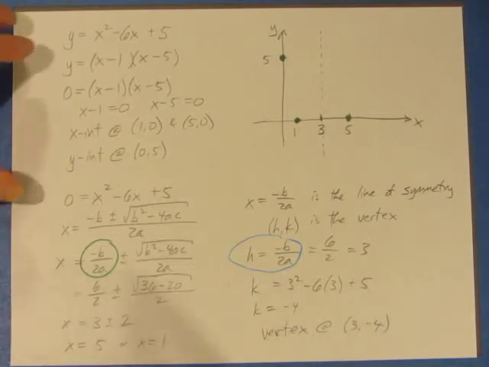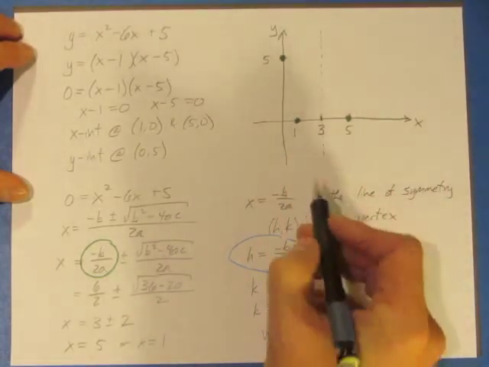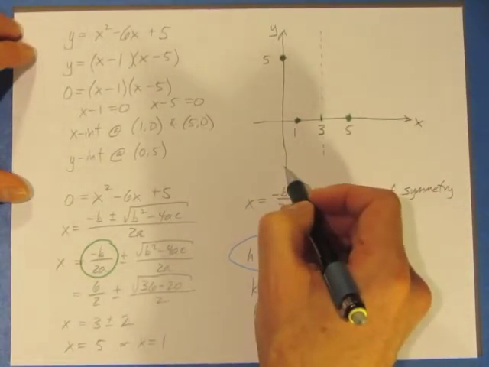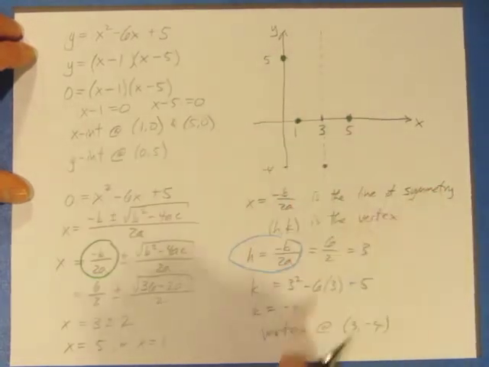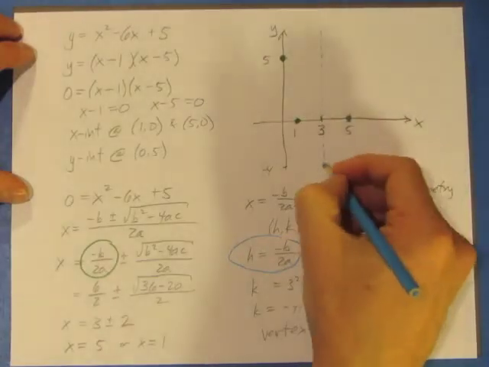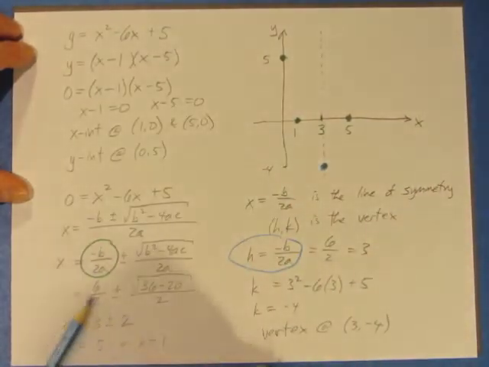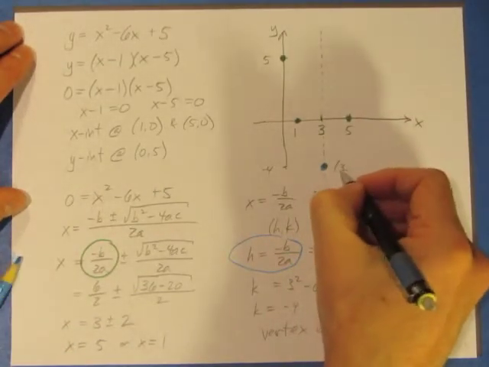So we can plot that final point. Well, actually, maybe not the final point. Let's see, negative 4 would be maybe down about there. Got a point there. The coordinates are 3, negative 4.